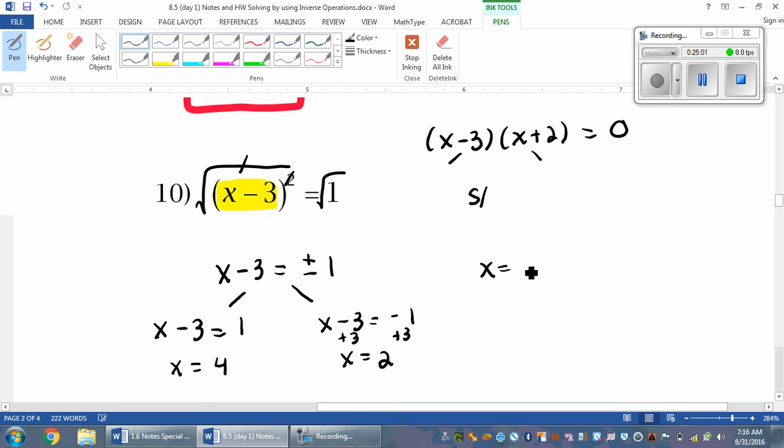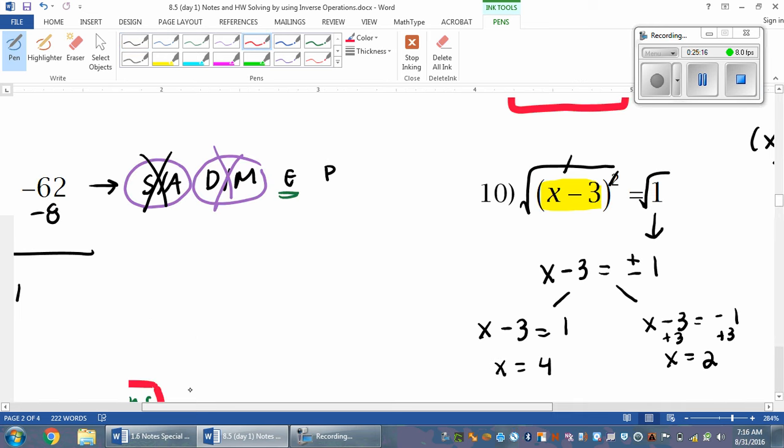So my solution is 4 and 2. Be careful, you don't have a plus or minus with the 4 or the 2. The plus or minus only happens when you take the square root. All right, let's go ahead and move on to number 11, and we're almost done.